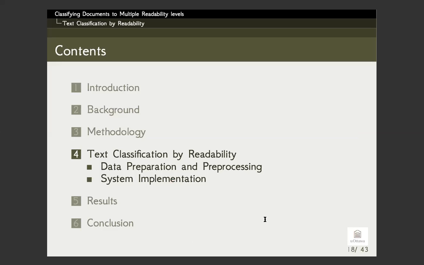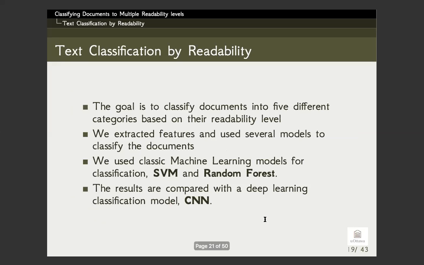For text classification by readability, the goal of this work is to classify documents into 5 different categories based on their readability levels. We extracted the features and used several models to classify the documents. We used machine learning models for the classification, SVM and random forest, and the results were compared with the deep learning classification model, CNN.